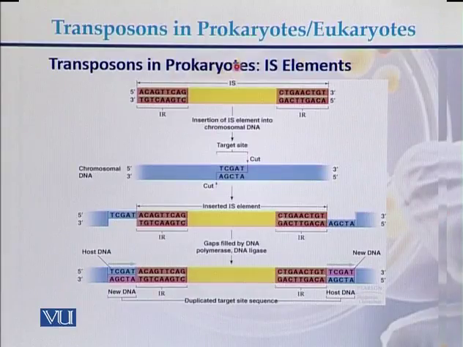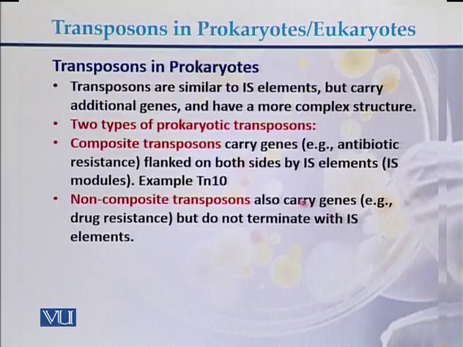Transposons in prokaryotes, IS elements. In IS elements, there is a gene in the middle and on both ends there are inverted repeat sequences. Transposons in prokaryotes are similar to IS elements but carry additional genes and have a more complex structure.